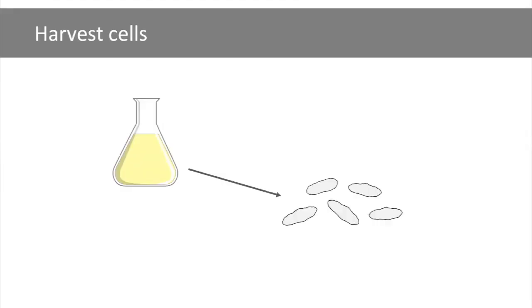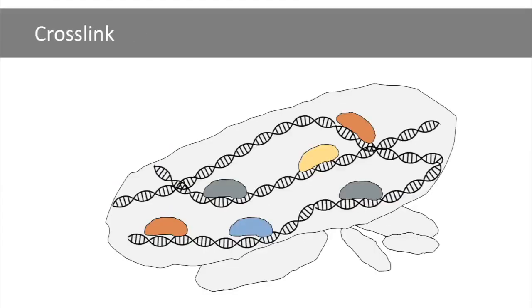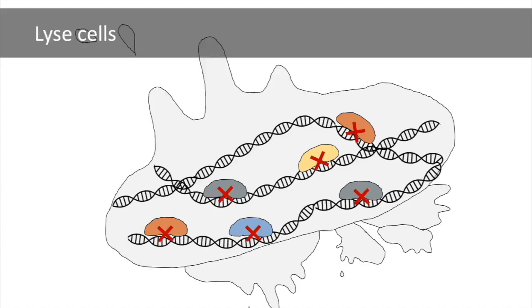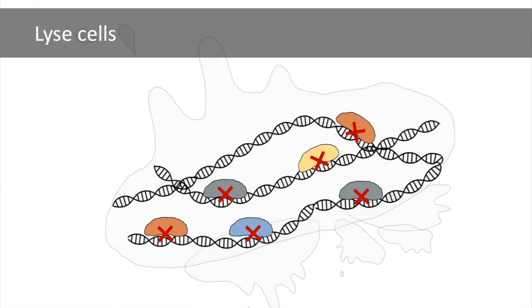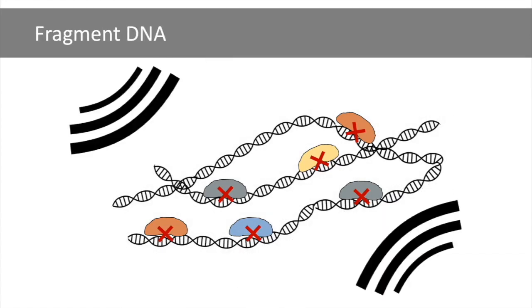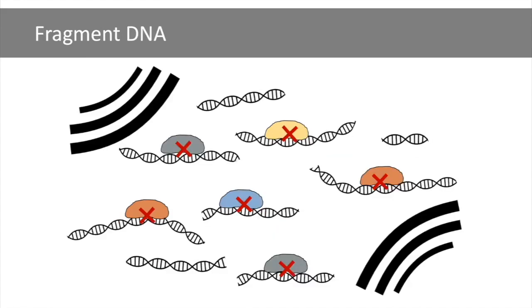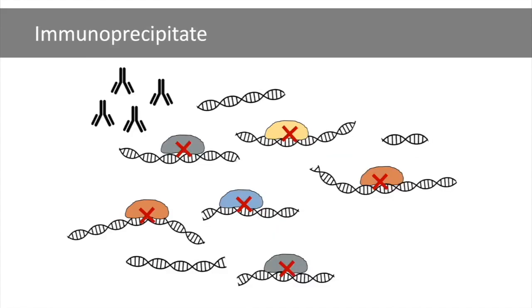In ChIP-seq, cells are harvested and DNA-binding protein is cross-linked to DNA in vivo with formaldehyde. Cells are lysed, releasing the cell contents, and chromatin is sheared into fragments of less than 1,000 base pairs, usually between 200 and 600 base pairs.